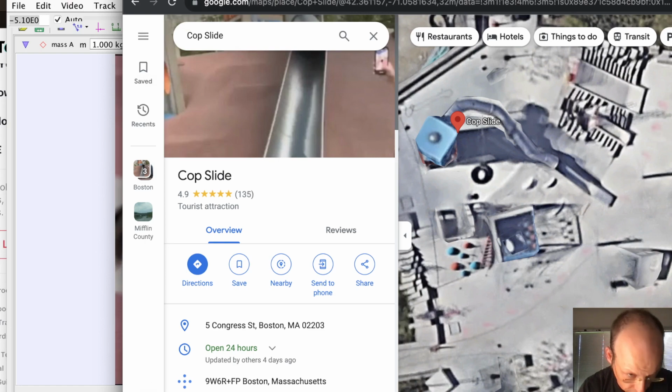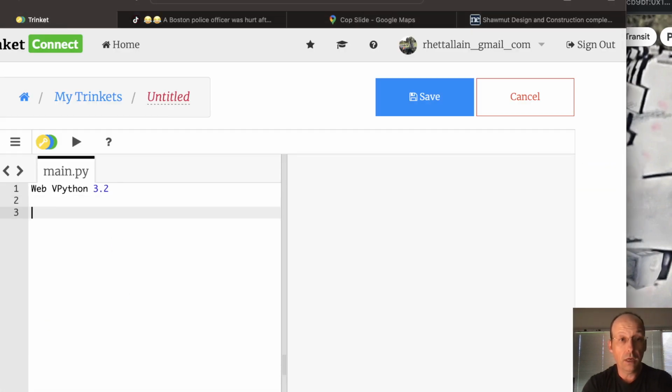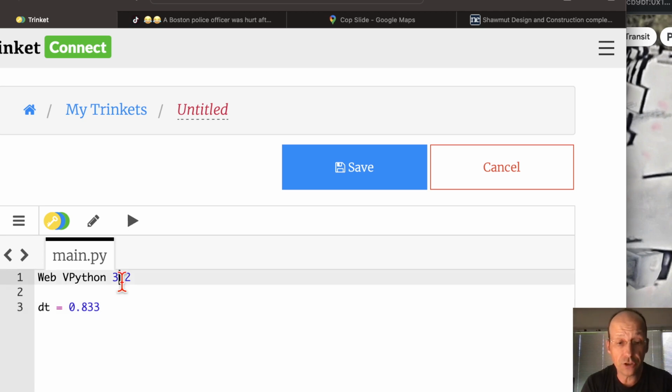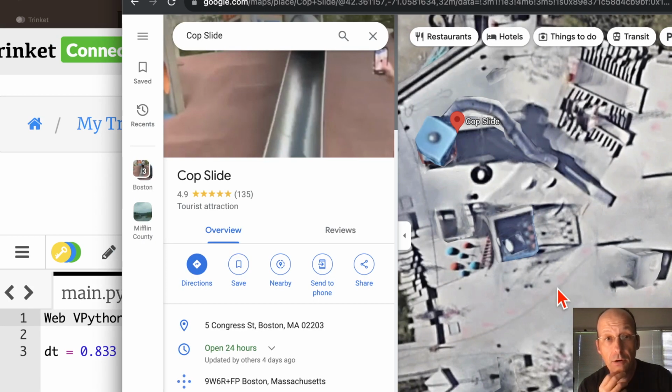So I'm going to do my calculations over here in not Google, in Python. So let's just go, dt is 0.833 seconds. We're going to need that. Now I need the position, the change in position, dx, right? How far did it go? So for that, I can go to Google Maps. Here, yeah, this is it in Google Maps.